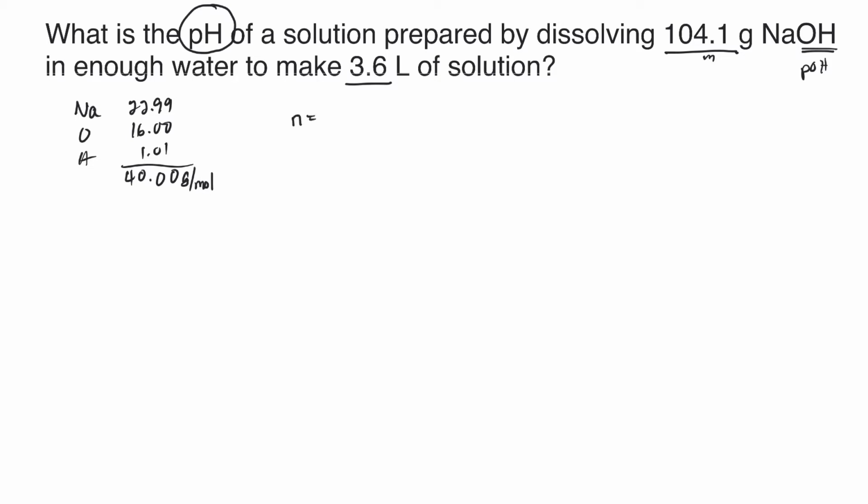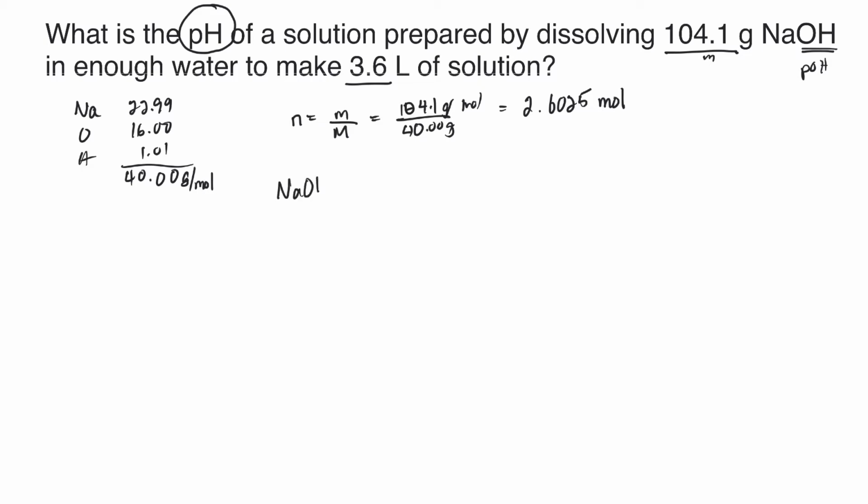So moles are equal to mass over molar mass. The mass is 104.1 divided by the molar mass, which is 40.00 grams per mole, grams cancel. Let's figure that out. Calculator. So 104.1 divided by 40. 2.6025 moles.